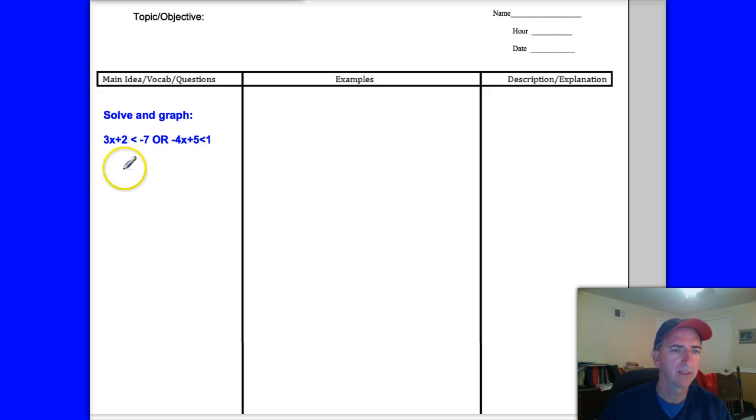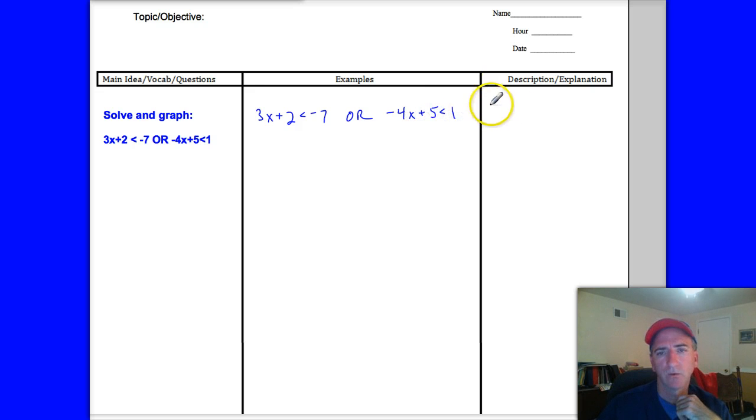Solve and graph the compound inequality 3x plus 2 is less than -7, or -4x plus 5 is greater than 1. Okay. Let's recopy it here and then talk it through. Okay, so basically with an or inequality, there's not a shortcut like the and. You have to basically solve an or inequality. You have to solve them individually, one at a time.